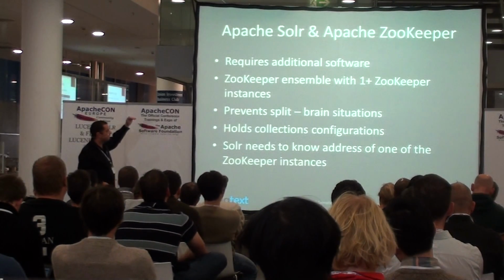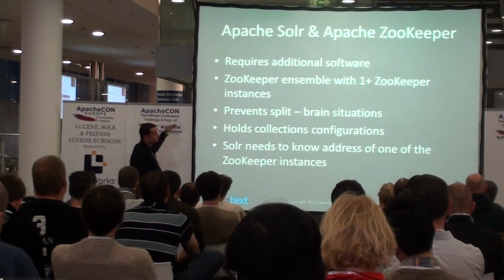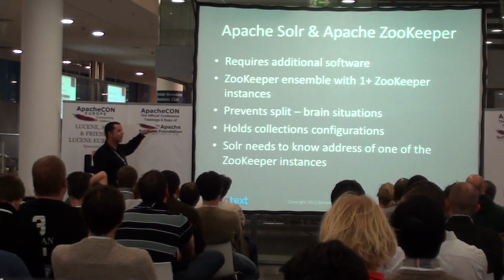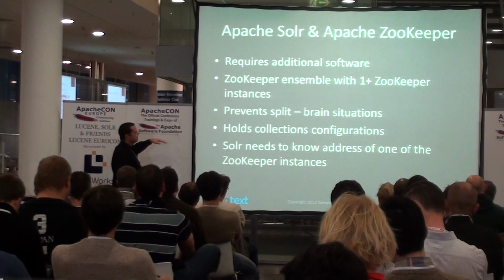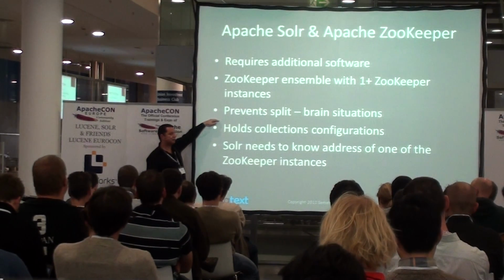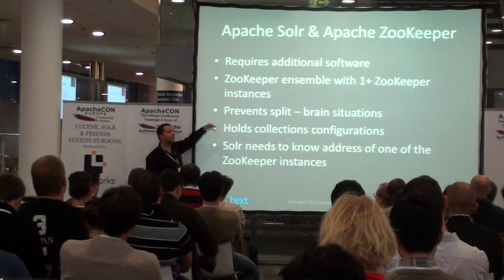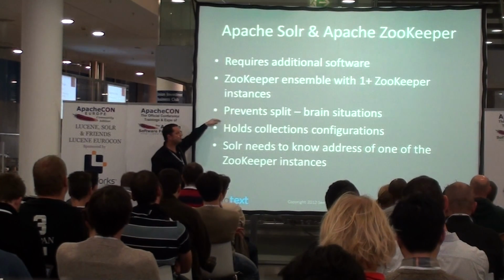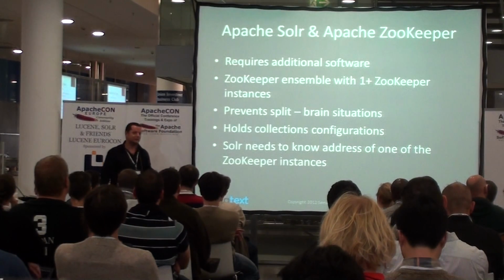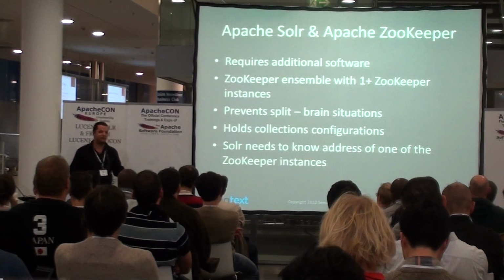Of course, if you don't want a single point of failure, you should have more than one Zookeeper instance. It prevents one thing, and it's very good from my point of view, again, as a consultant. It prevents split brain situations.